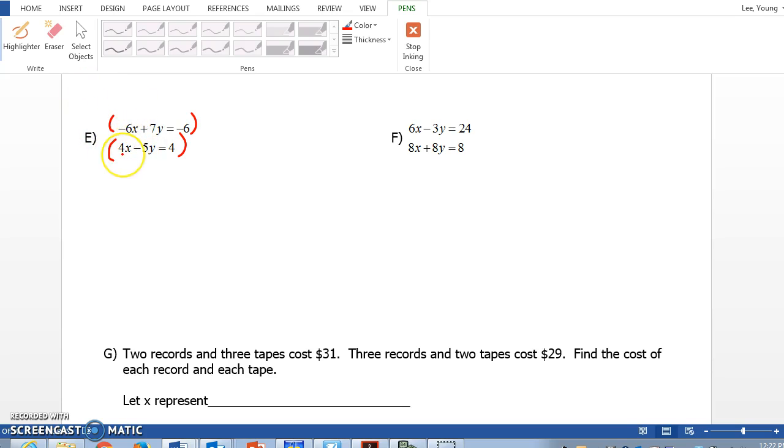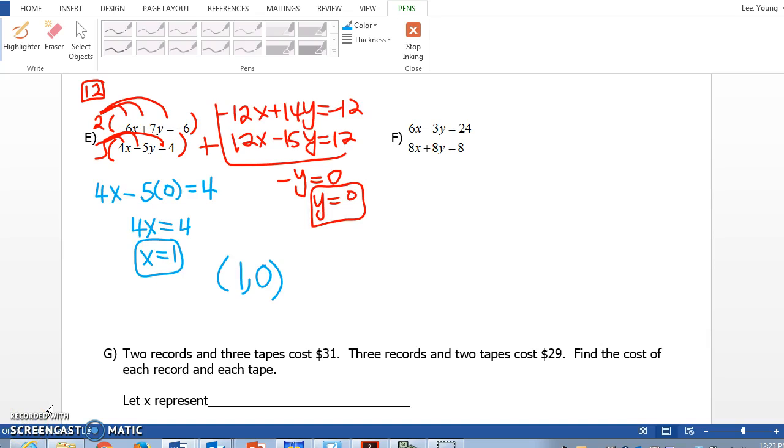So negative 6 and positive 4. What's the least common multiple of those two? 12. So we're going to turn these into opposites of 12. So let's turn negative 6 into the opposite of 12, which is negative 12. So we have to multiply by 2 to make it negative 12. What do I need to multiply to 4 to make 12? We multiply by 3 to make 12. Now make sure you distribute to all 3 terms for both equations. Go ahead and solve it.